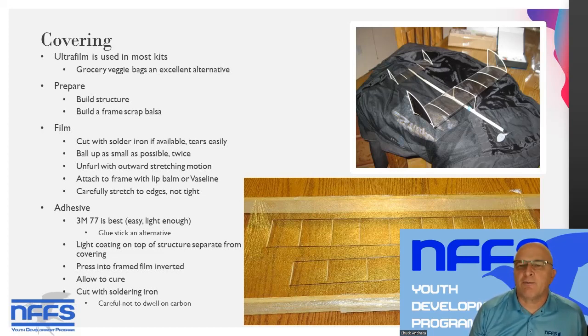We ball the film up as small as possible twice, and this makes micro wrinkles on it. It's better than having large scale wrinkles. It gives it a little bit of stretchiness in all directions. You unfurl the covering by stretching it or combing it with your fingers in an outward direction. Never comb perpendicular to the edge of the covering, or you'll tear it. We attach it to the wood frame, the support frame, with Vaseline or lip balm, and then carefully stretch it to the edges, not super tight, just enough to get the major wrinkles out.